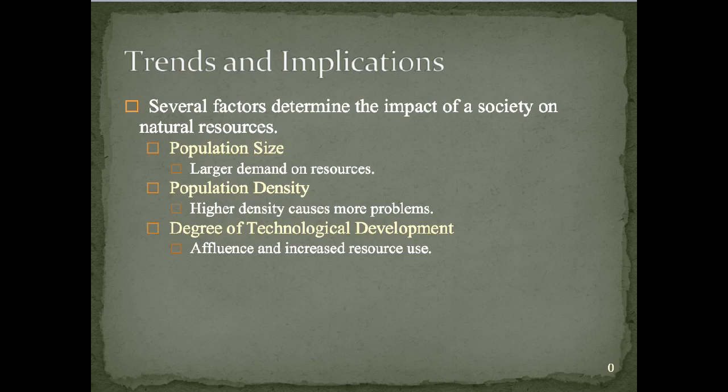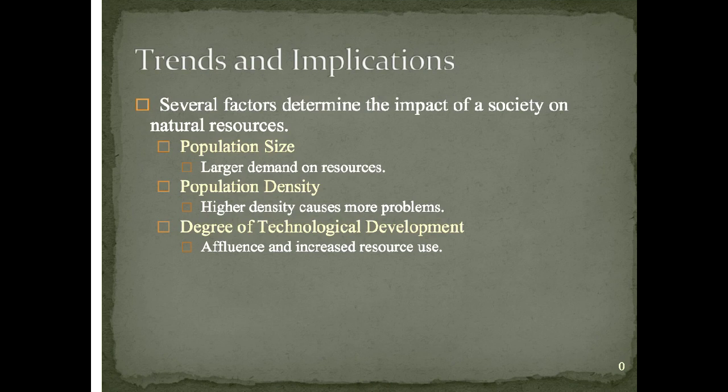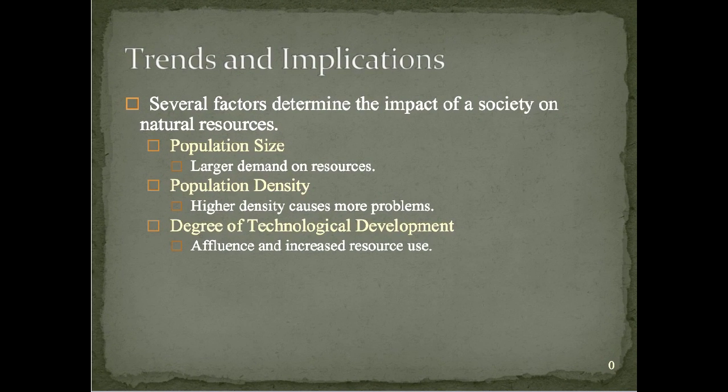Trends and implications. There are several factors determining the impact of a society on natural resources. You have population size, larger demand on resources as you increase in population size. Population density, higher density causes more problems. It's more people condensed in a small area, like cities. And the degree of technological development, affluence and increased resource uses. What's affluence? Yeah, that is the individual wealth.